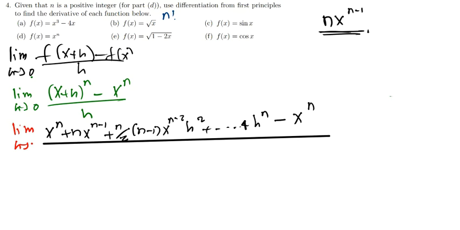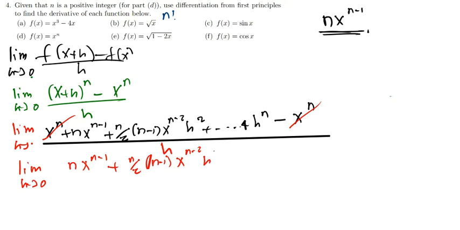I'll divide everything by h. So let us see, this one and that one can go. What have we remained with? Limit as h goes to 0 of nx raised to the power n minus 1 plus n over 2 times n minus 1 times x^(n-2) h squared plus, we don't know where it is ending, h to the power n divided by n.